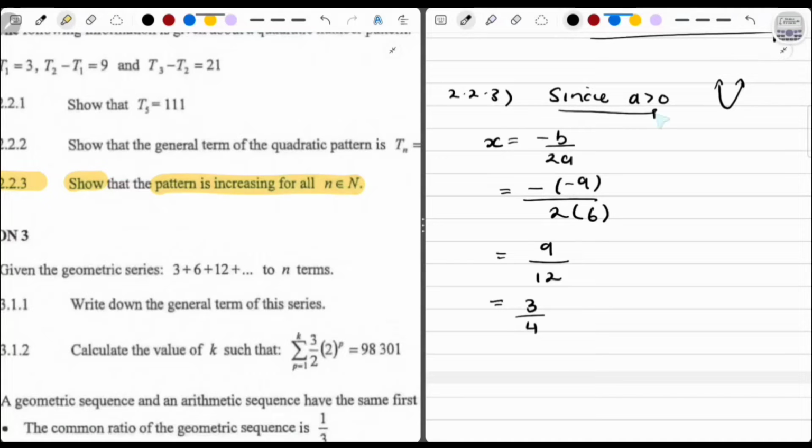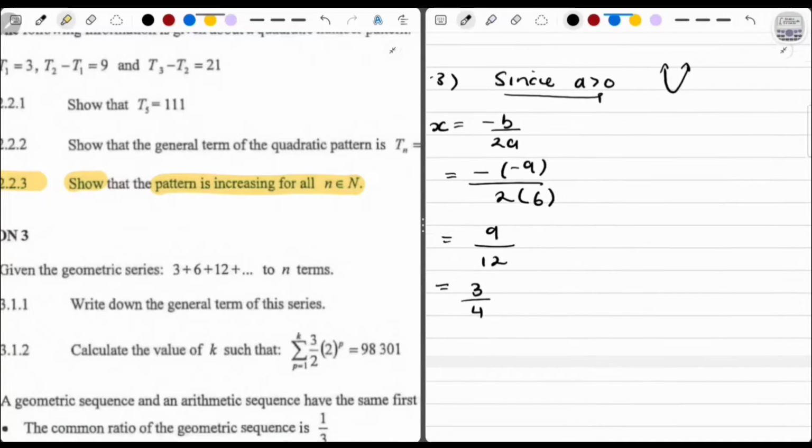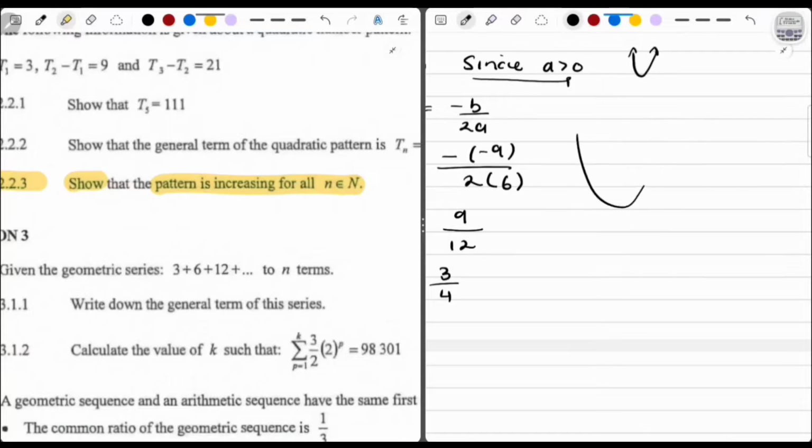Well, we know that since a is greater than 0, and this is the turning point, or really the x value of the turning point, right? So if that's the x value of the turning point, 3 over 4, then everything after 3 over 4, do you see that this graph is going to increase for that? And because it is a pattern, we are going to be using natural numbers really. You will not use negative numbers for the n values of a pattern. So since this is already a positive number, it's always going to be increasing.